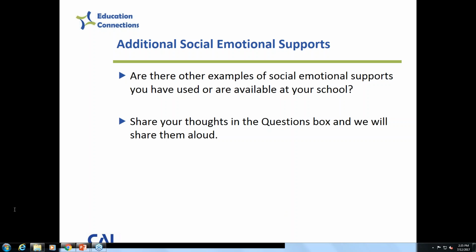Oh, this is great. Trauma-sensitive schools has some great tools. Doorway check-ins, community meetings and power plans. So that's a great tool for all of us to access.